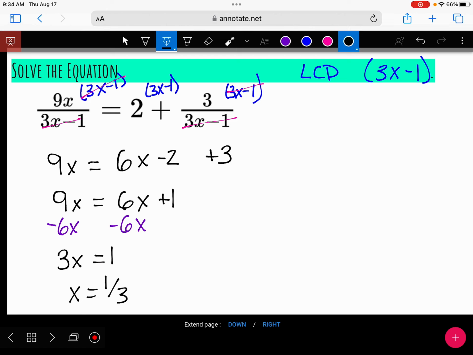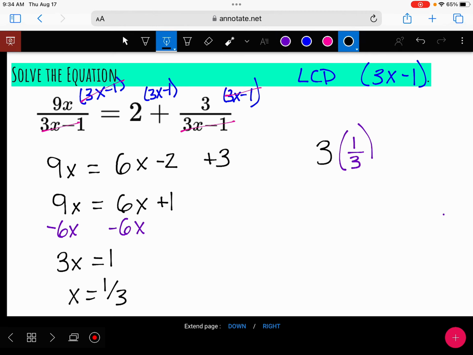Does that work in my denominators up there? If I substitute 1/3 in for x, is it going to work? Why not? Because my denominator is going to equal 0. 3 times 1/3 minus 1 gives us 1 minus 1, which is 0. And we can't divide by 0, right? So this solution is extraneous.